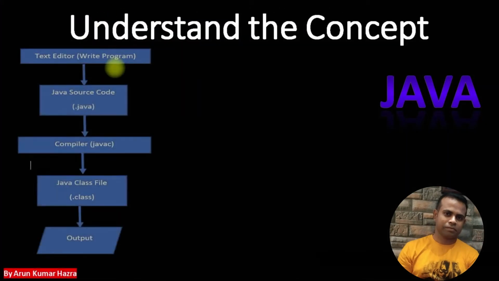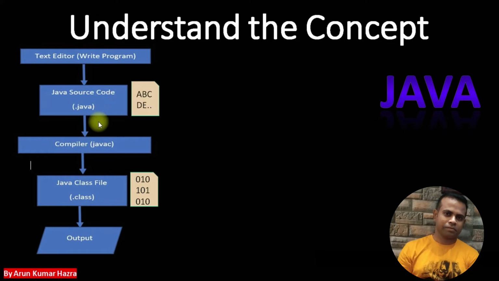Now understand the flow of this diagram. As a Java developer, we write our code in a text editor, and this code is saved as a .java file, which is called Java source code. Now in our machines there is a compiler installed which converts this Java source code into byte code. This is called a .class file. Then there is the JVM, Java Virtual Machine, which translates the byte code for the target platform, and we get the output.